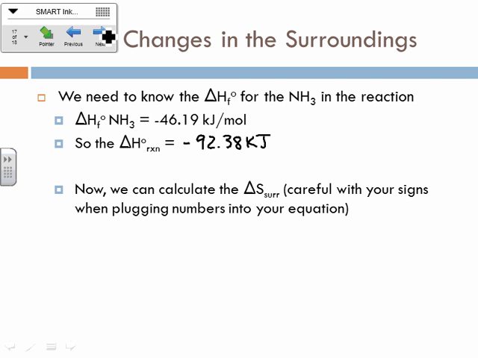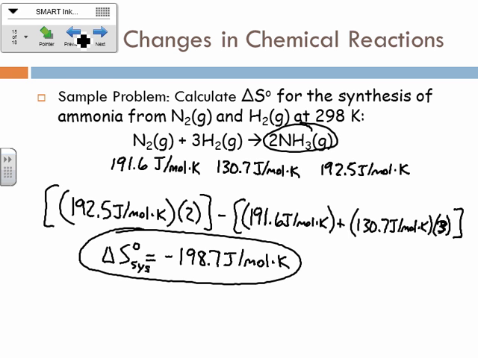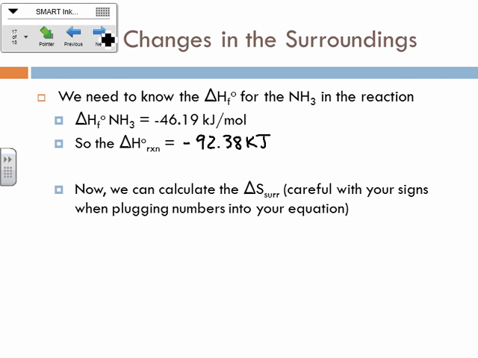So now we can calculate the delta S of the surroundings. Now, the other thing that we have to be careful with here, when we found our delta S over here of the system, we found it in terms of joules, right? So we should probably change this delta H here to joules, okay? So how many joules is this? You say lots? Yeah, it's lots. 92,380 joules, okay?